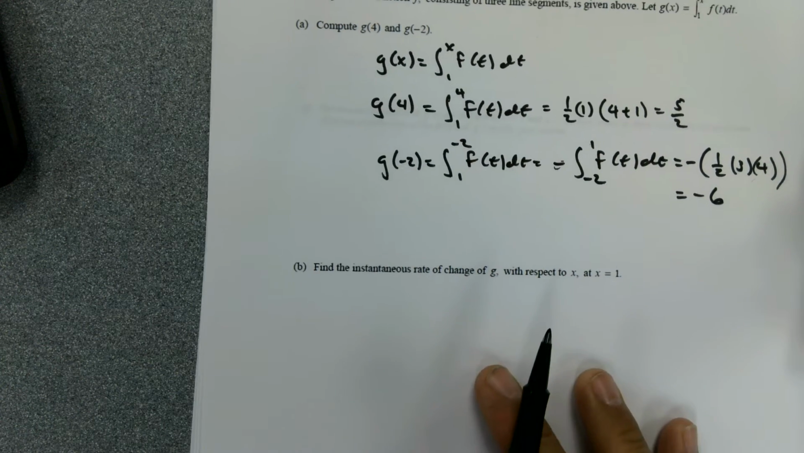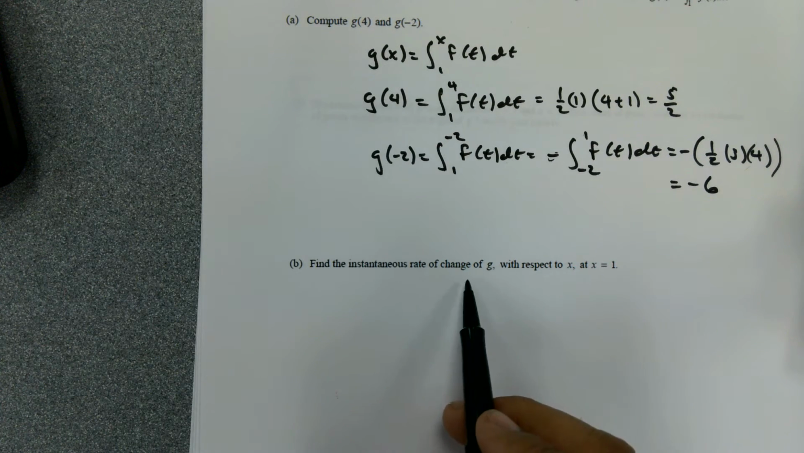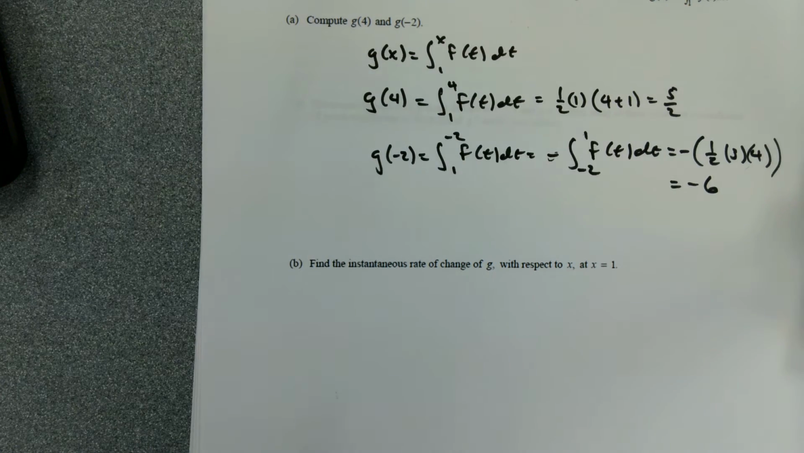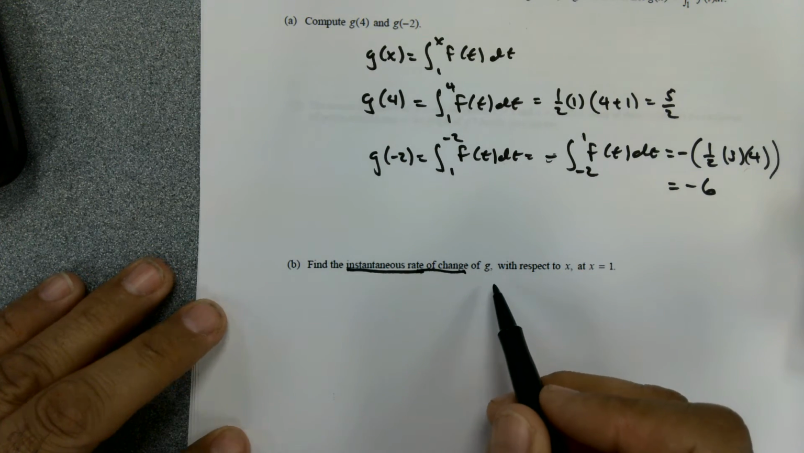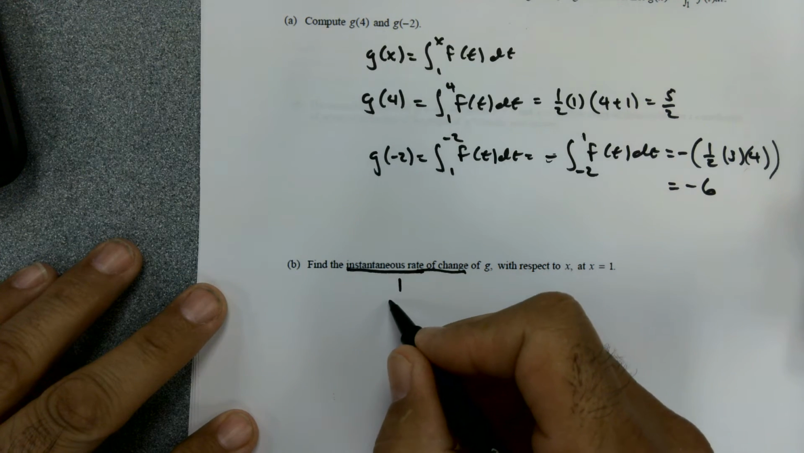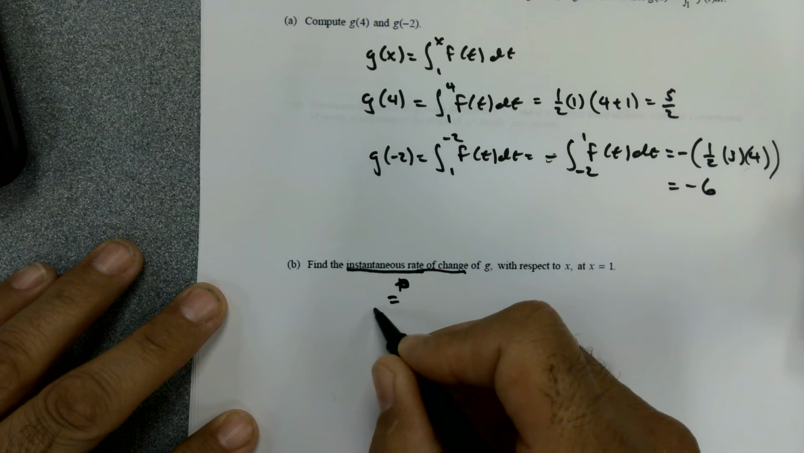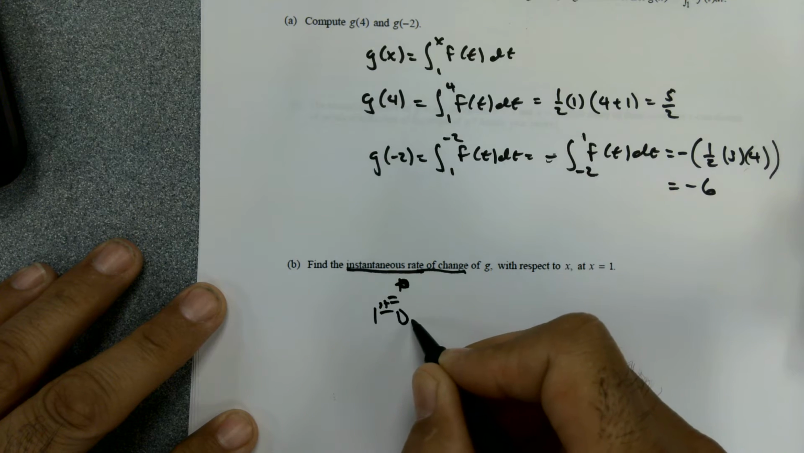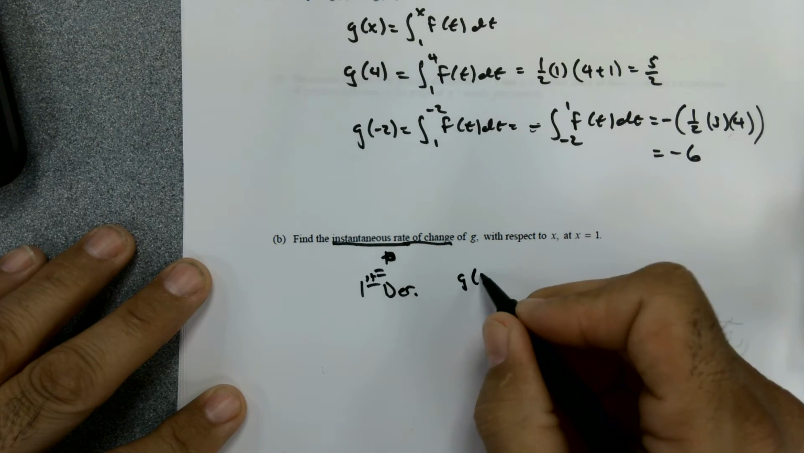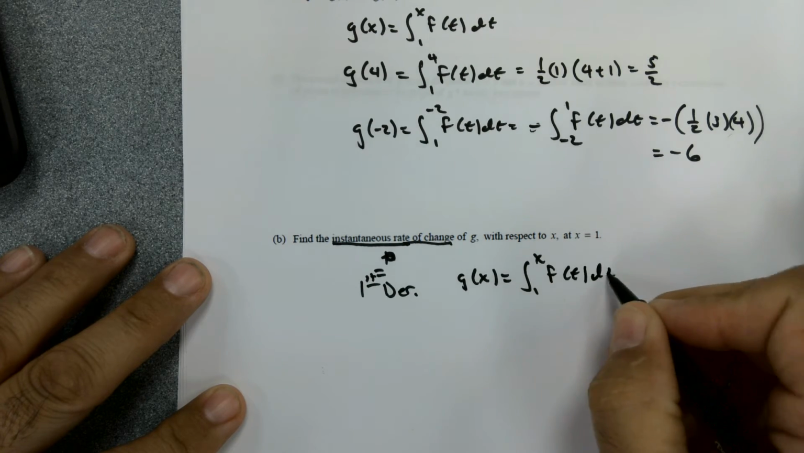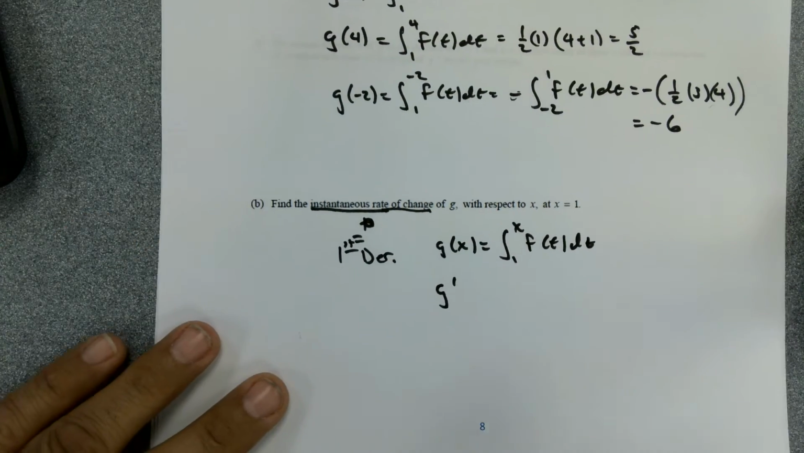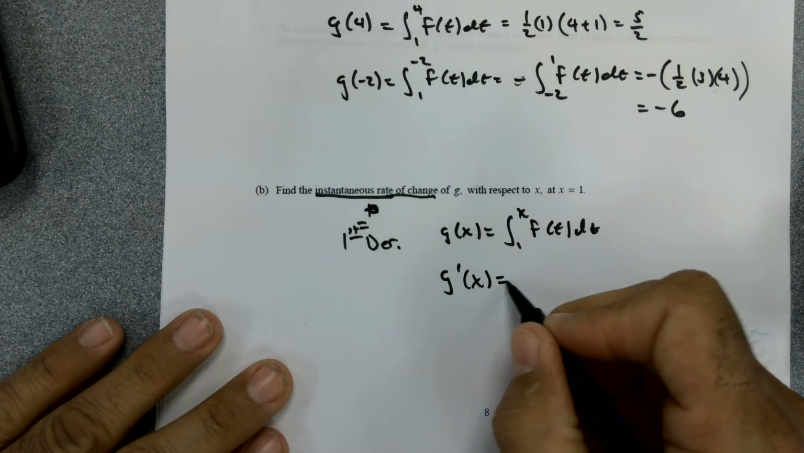Okay, let's look at this problem. It says we want the instantaneous rate of change. Well, way back in chapter 3 when we were doing derivatives, we know that the instantaneous rate of change is the same thing as the derivative. This is equal to the first derivative. So I know that g of x is equal to the integral from 1 to x of f of t dt. So if I want the instantaneous rate of change, I have to find g prime of x.